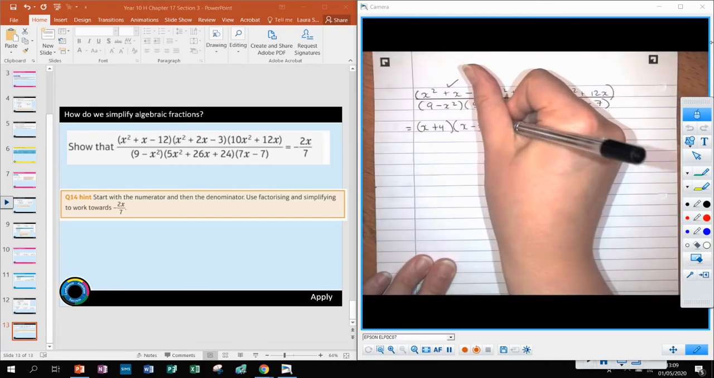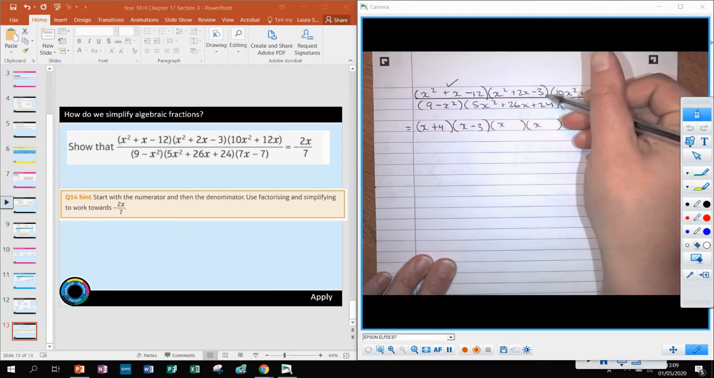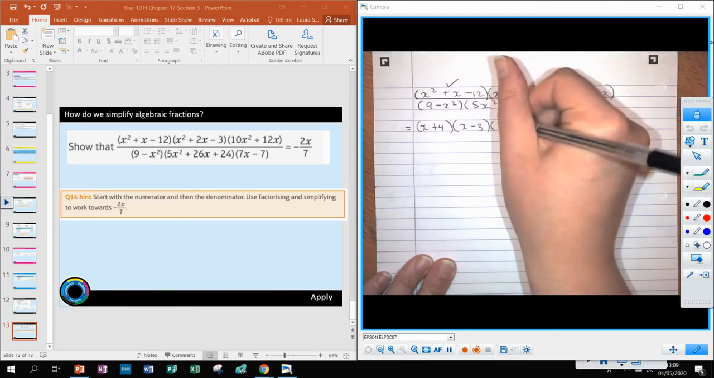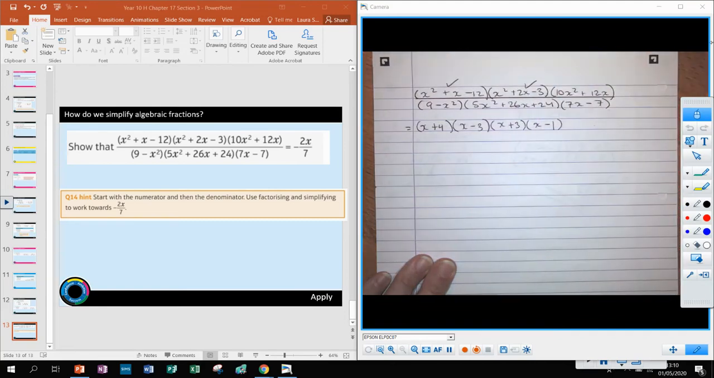Okay, and let's look at the second one. Again, we're going to need two brackets, x, multiply to negative 3, but add to 2. That's going to be a plus 3 and a minus 1. Okay, I know I've done that one, so I'm going to tick it.